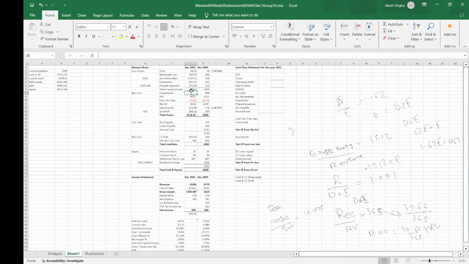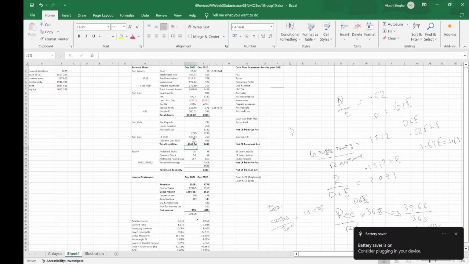Okay, investment we have taken as, now we have to take investment for the other value. So we don't know the investments. From here we know current liability is 2285, right? And this is long-term debt. So total liability we know is this plus this plus this value. Okay, I'm done with accounting.